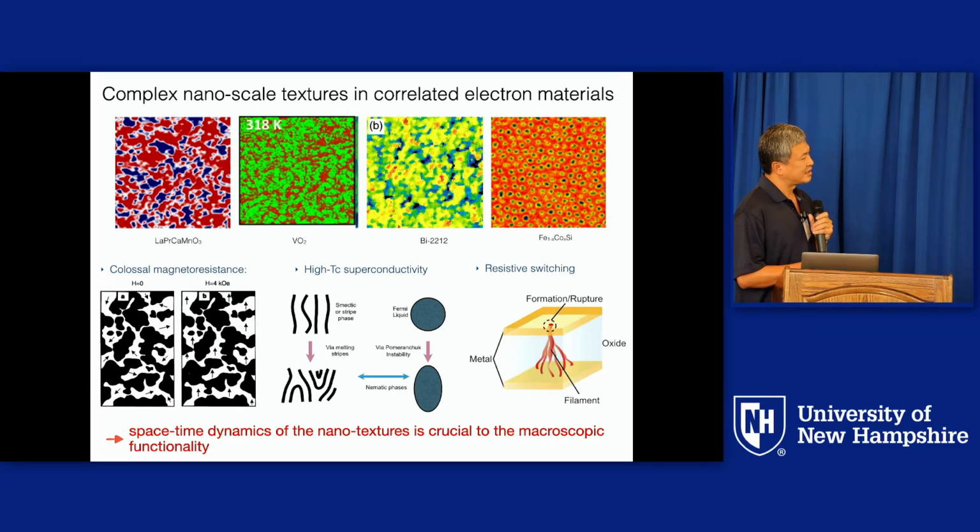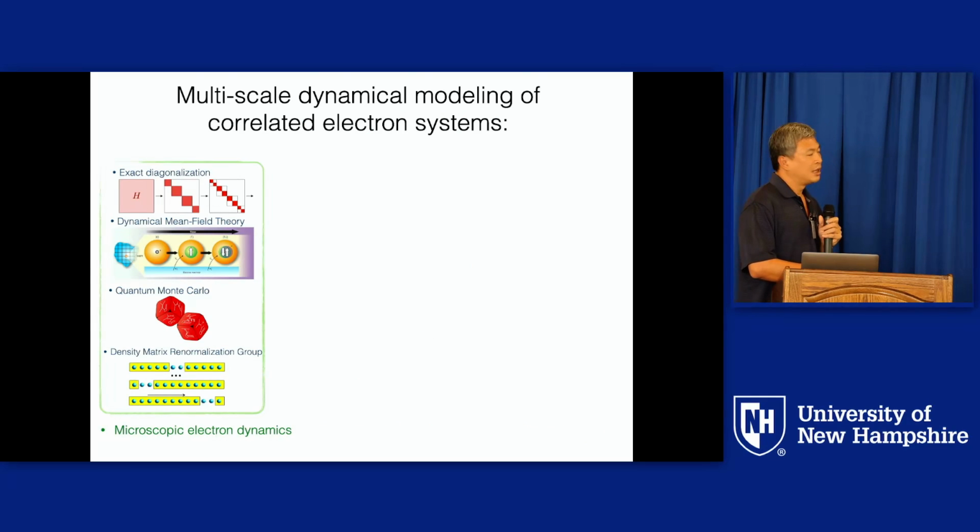Other examples are the emergence of high-temperature superconductivity and resistive switching mechanisms. So the goal is to have a microscopic simulation of the space-time dynamics of these nanotextures, and to try to understand the microscopic functionalities. Although our motivation comes from experiments, we mostly want to just do unbiased microscopic dynamical simulations.